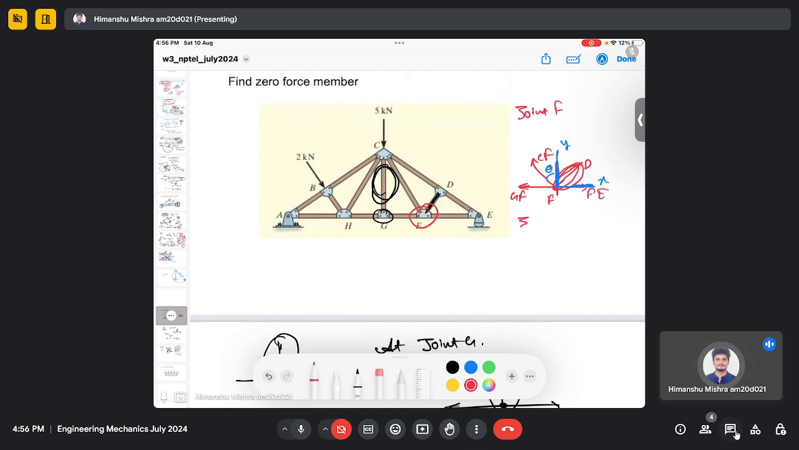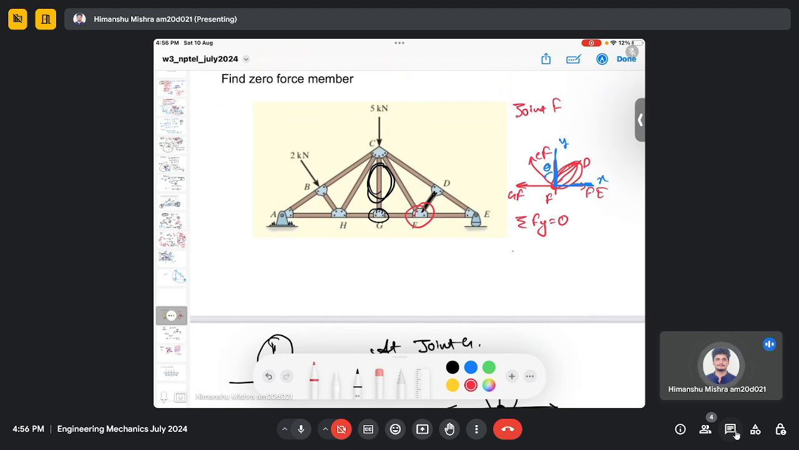And then if I do the summation of force in the y direction, then I can say that CF cos theta equal to 0, because this is the only force in the y direction. Okay, and the force in this member FD is 0. So another zero member force is this CF, which is 0. So this is also a zero member force. Okay, but this doesn't need to be a zero member force, because this is a zero member force. Only then is this a zero member force.